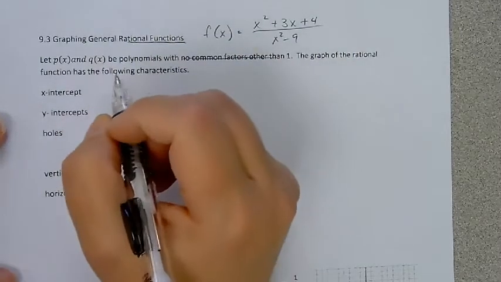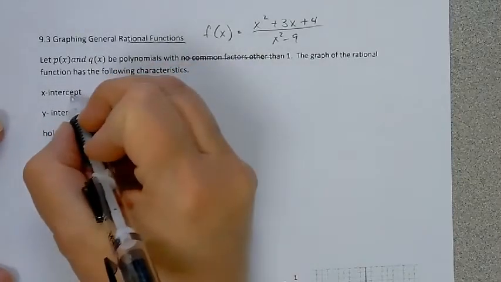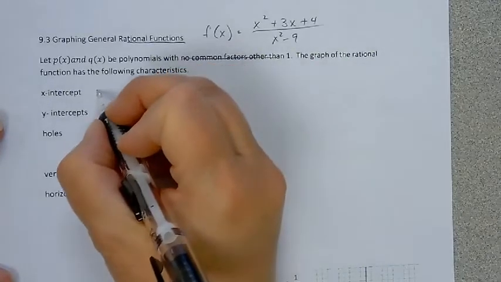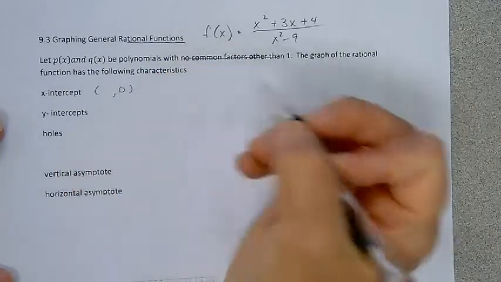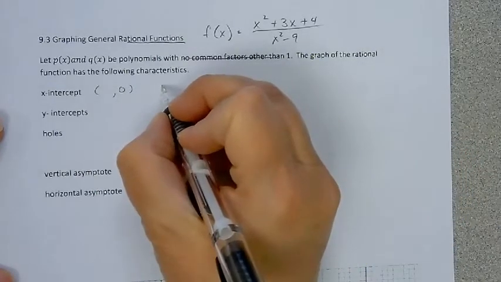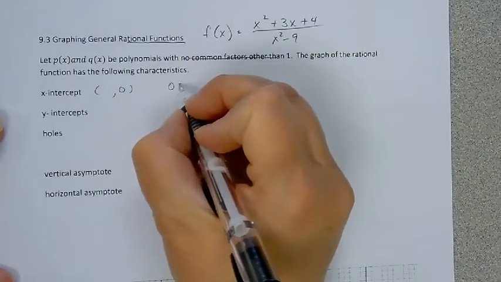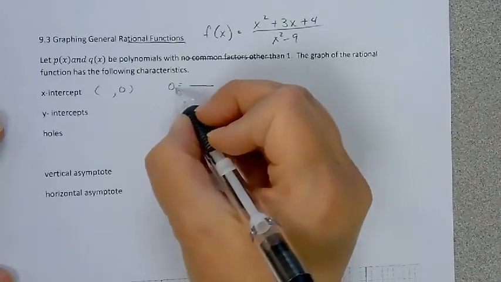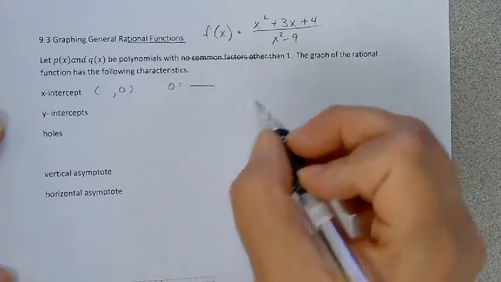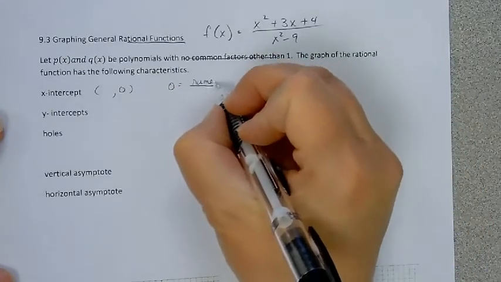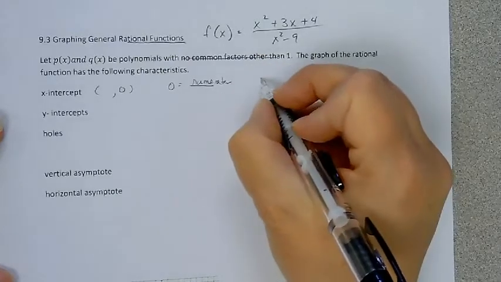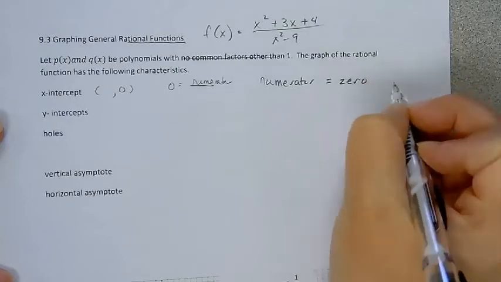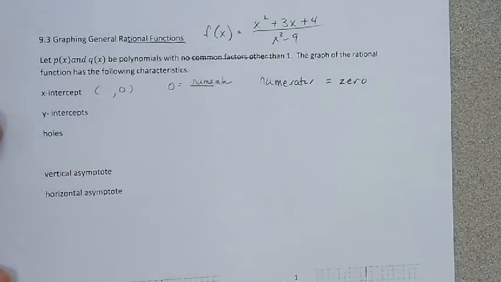So first of all, let's think about the x-intercept. If we think about what an x-intercept is, it's where it crosses the x-axis. So an x-intercept is going to be where you have a 0 for the y. So if I have a rational function, it's going to be where that fraction equals 0. And so if you have a fraction and the answer is 0, then that means that the numerator must be 0. So this is where the numerator equals 0. That's how you find the x-intercept.